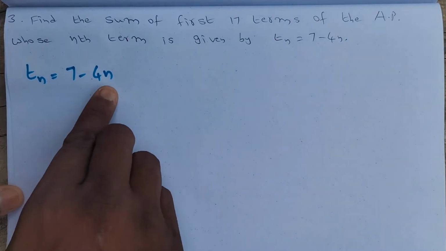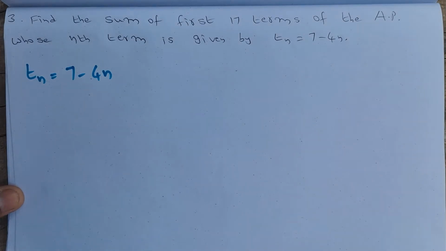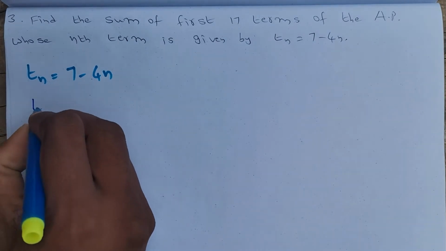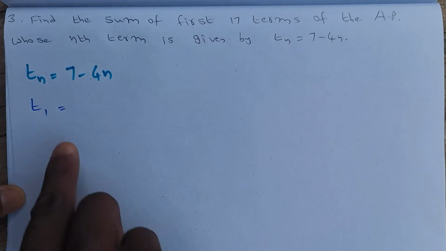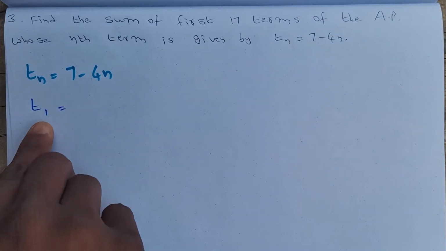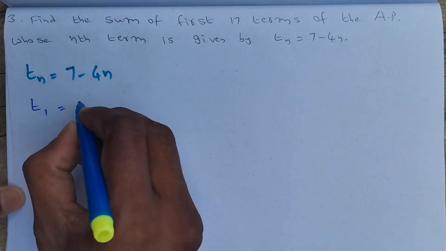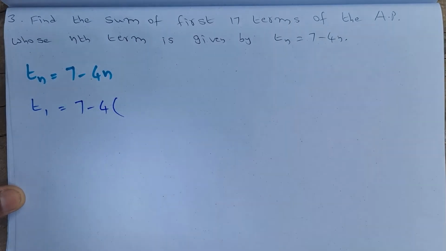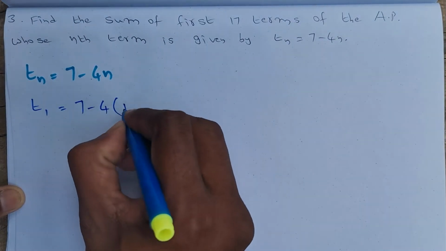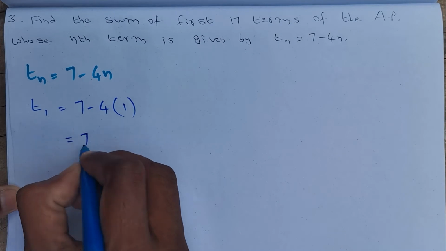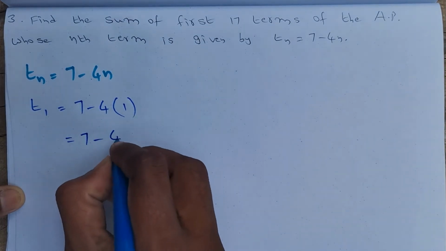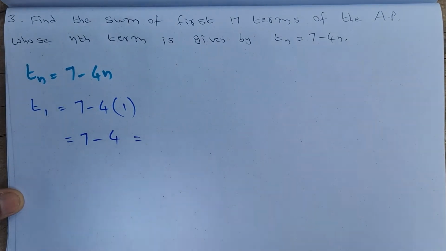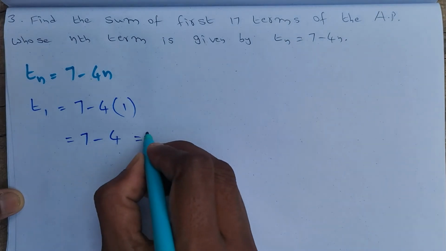Now if we want to find out the first term, T1, simply in the place of n we are substituting 1. So 7 minus 4 into 1, 7 minus 4 ones are 4, 7 minus 4, it is 3.